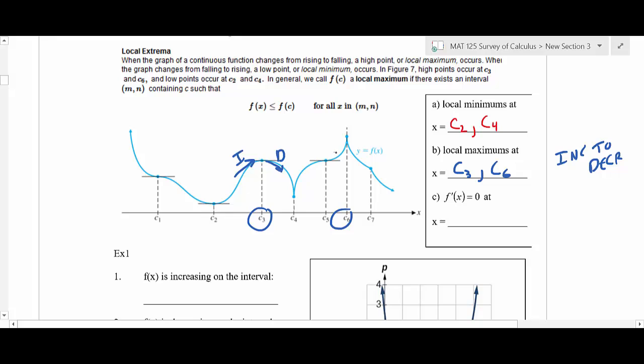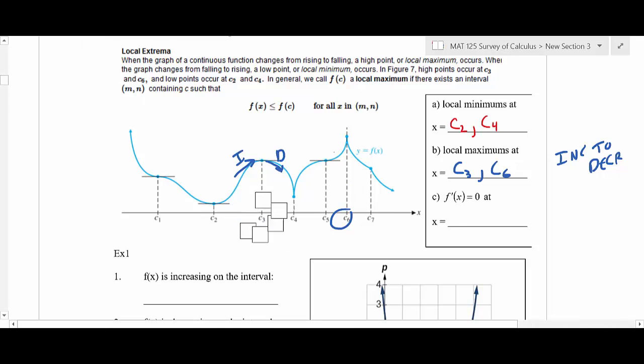Does C5 count? No. Here's what happens at C5. You're increasing, right? Then you just level off for one point, and then you're still increasing. So it's got to change from increase to decrease. It's like you're on a roller coaster. You hit the high point, and then you're getting ready to go down the big ride. Okay, like that.